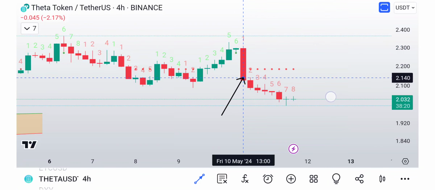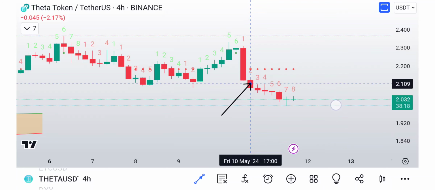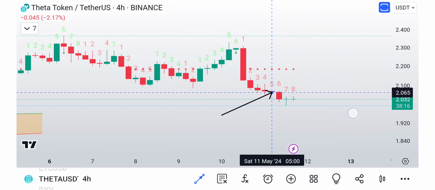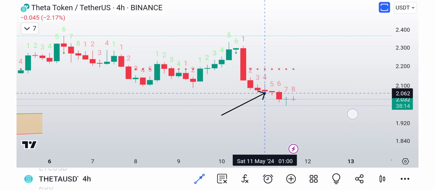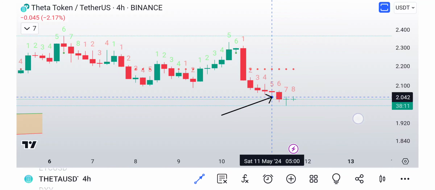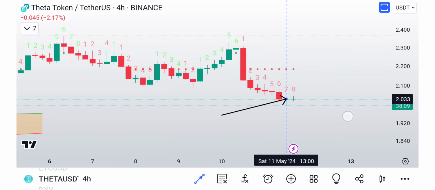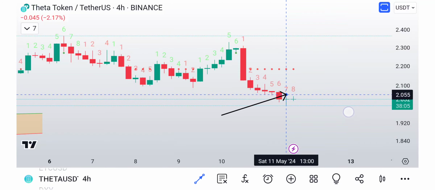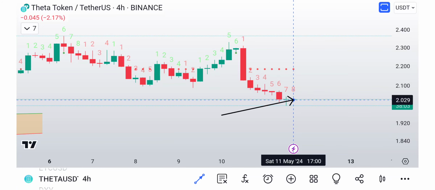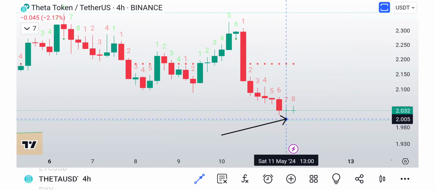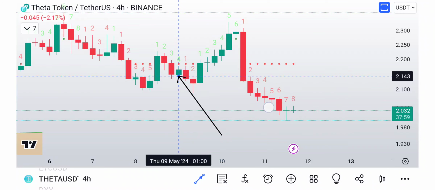We had a 1, 2 below the 1, 3 below the 2, 4 below the 3, 5 below the 4, 6 below the 5, and 7 below the 6. And now we have an 8. You can start to see 7 and 8 are beginning to be doji candles, which means the sellers are getting exhausted, right? This is what this indicator is.